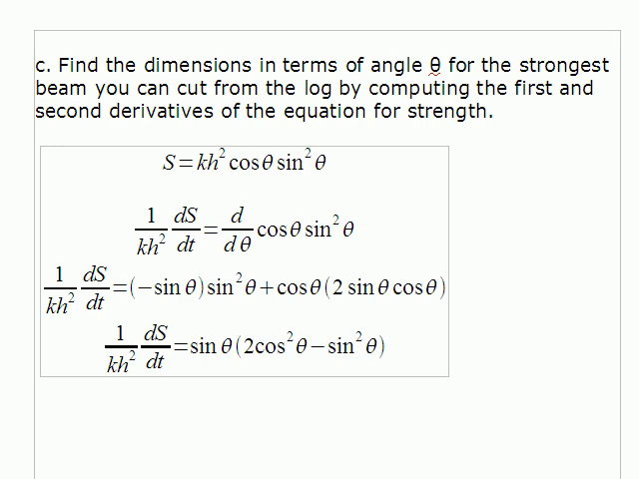So here was our equation from the previous slide. Strength equals k, that constant of proportionality, h squared cosine theta sine squared theta. Now this is a style point, and I think it's a good idea. You see this k h squared? Those are constants.